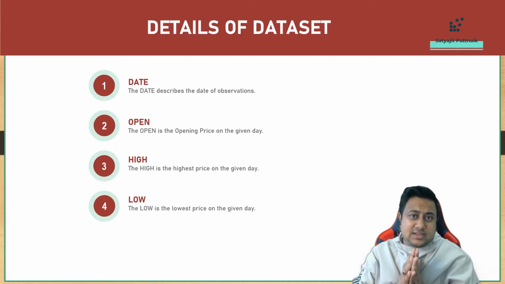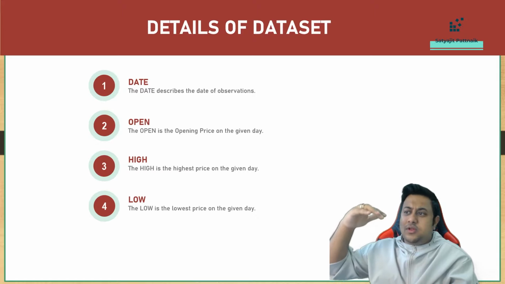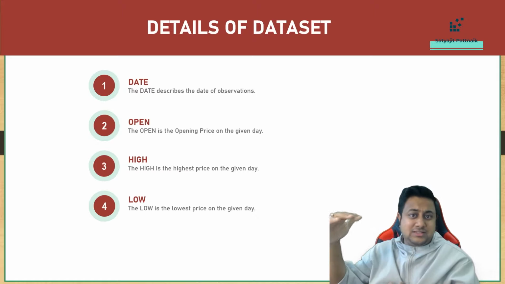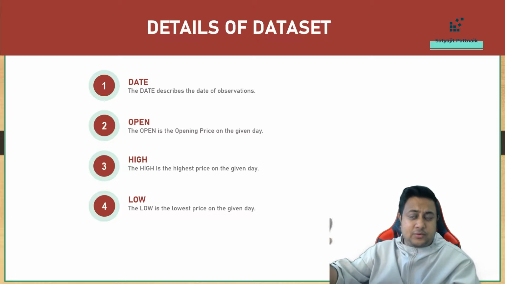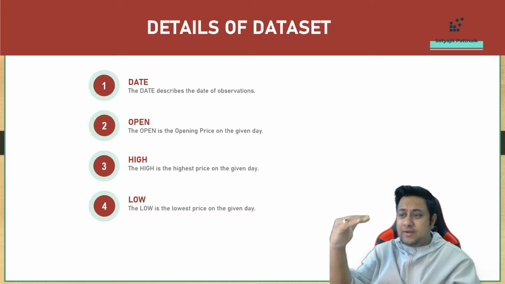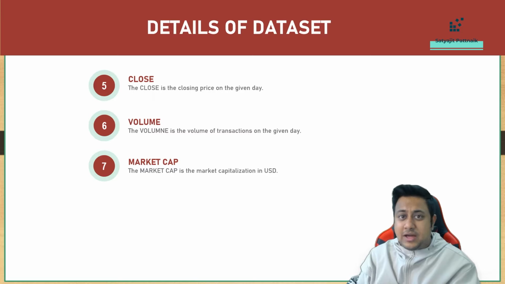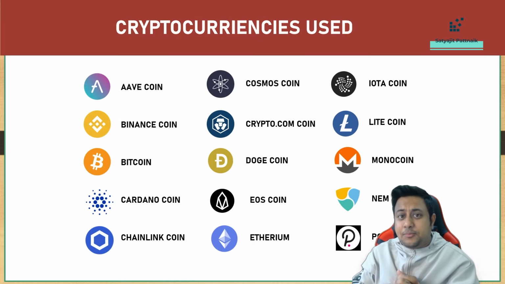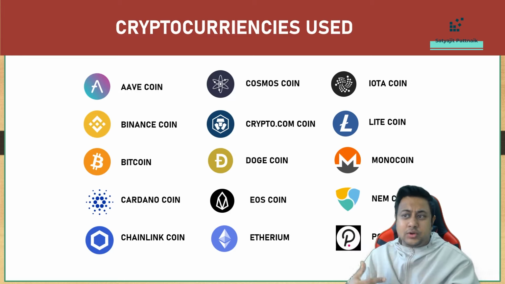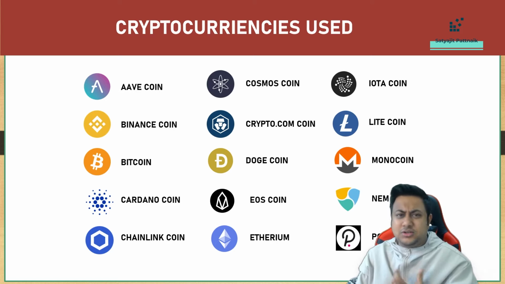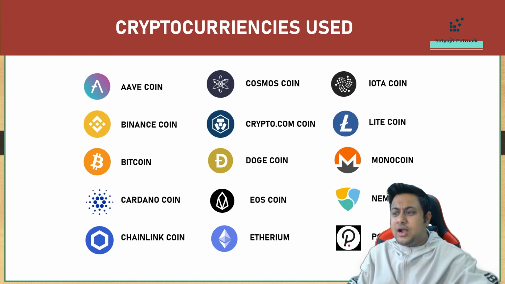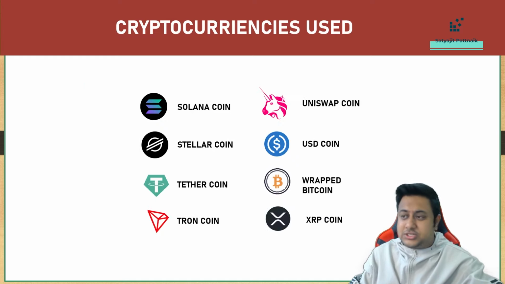And if you look at the dataset, these are the various pieces of information that are available. So just imagine we have more than 20-25 cryptocurrency datasets, and each is in this format. We have date, we have the open value, the high value, and the low value. We have the close value, volume, and market cap. And these are the different cryptocurrencies used in this particular project. We have Aave coin, Cosmos coin, IOTA, Binance, Crypto.com coin, Litecoin, Bitcoin, Dogecoin, Monero coin, Cardano. All these coins are a part of this project.